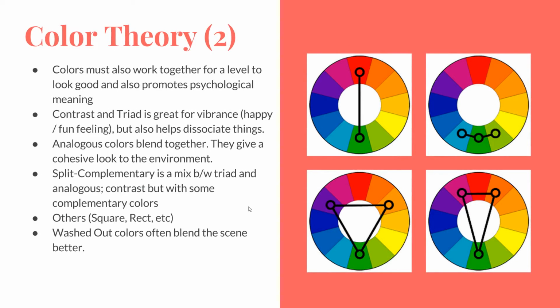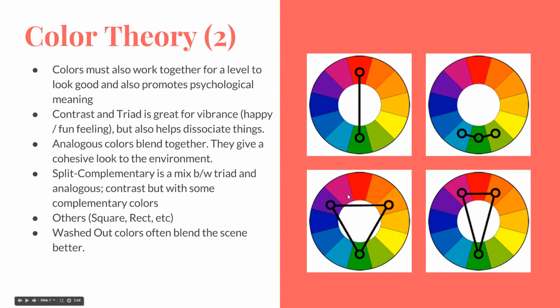Now it's not just about the colors, it's how they're also used together. For example, a lot of contrast will give something vibrant. It's going to be more happy usually, but it also helps dissociate things. Like if you have black and white or blue and orange, for example, those can help give you a very stark contrast, so you can dissociate them better. But back to the fun feeling, you wouldn't find something like that in Call of Duty. That's why the colors are all grayed out, because it has less of a contrast.